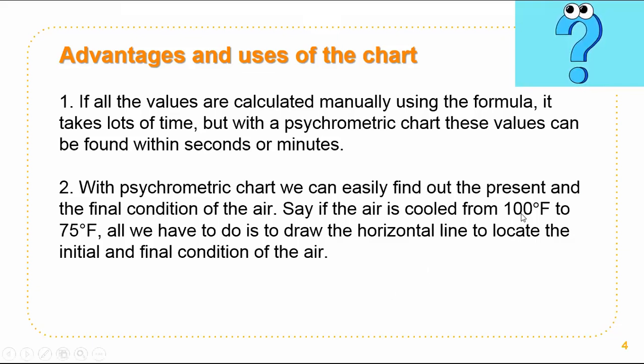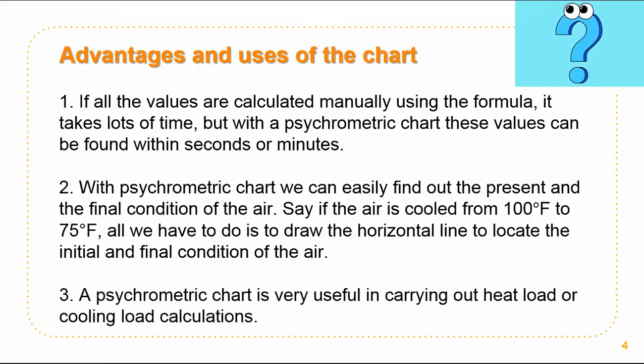So now you know that this one is the dry bulb temperature, and later on you will know where the dry bulb temperature is, because specifically we're going to do the reading one by one from the psychrometric chart for this. Now, a psychrometric chart is very useful also in carrying out heat load or cooling load calculations, wherein you need already to use the energy balance for us to be able to know the heating requirement or the cooling requirement for a particular process.